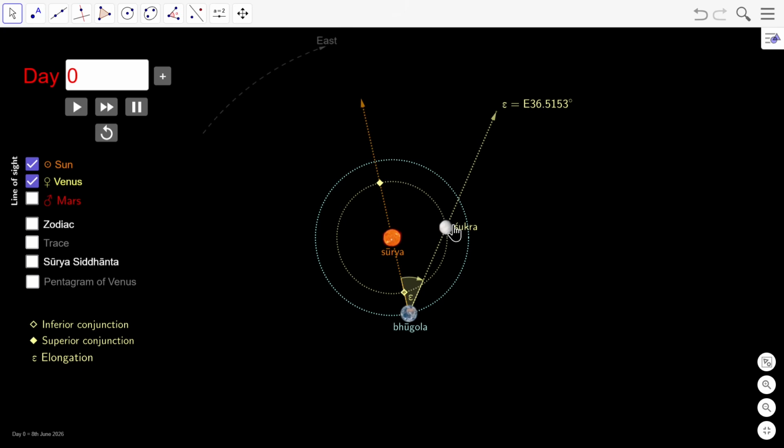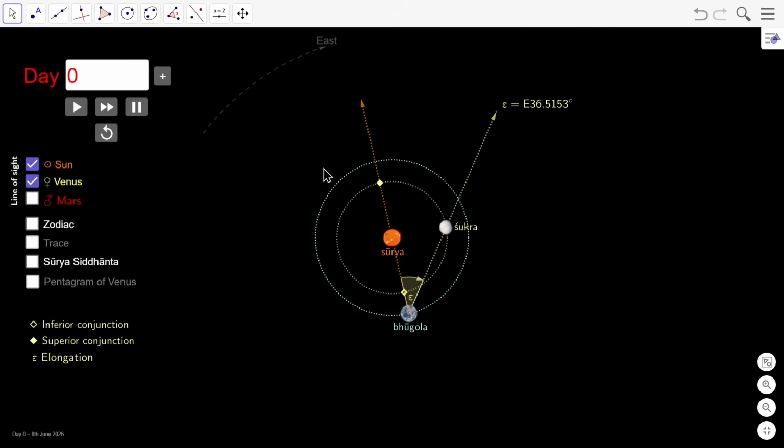How far is Venus from the sun, as observed from the Earth in angles, in degrees? So, on day 0, which is 8th June 2026, Venus is east of the sun and it's 36.5 degrees away from the sun. And why do I say this is east? Because here I have put the compass.